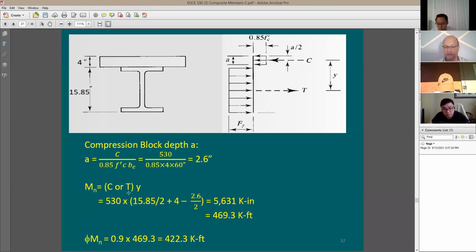Which is this Y. And then you add the 4 inches. So it's going to be from the center of the beam all the way to the top. And then you subtract one half of a, as it says here, minus a/2. Again, that is in kip-inches. Divide by 12 to put it in kip-feet, and then again you multiply by 0.9 to apply the phi factor. Very similar to what we have done in the previous example, okay? Just a different concrete size.